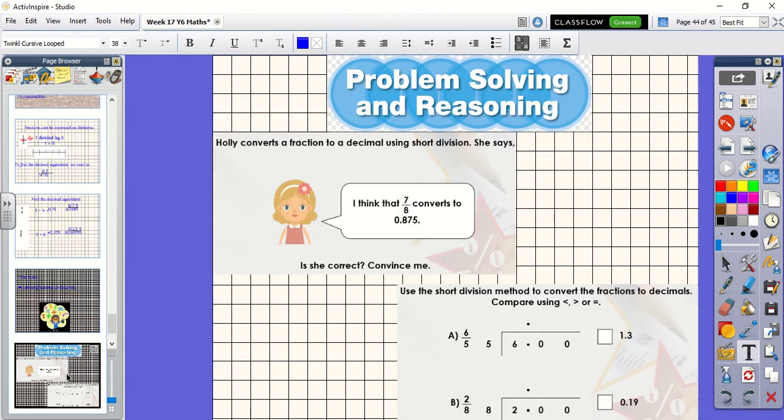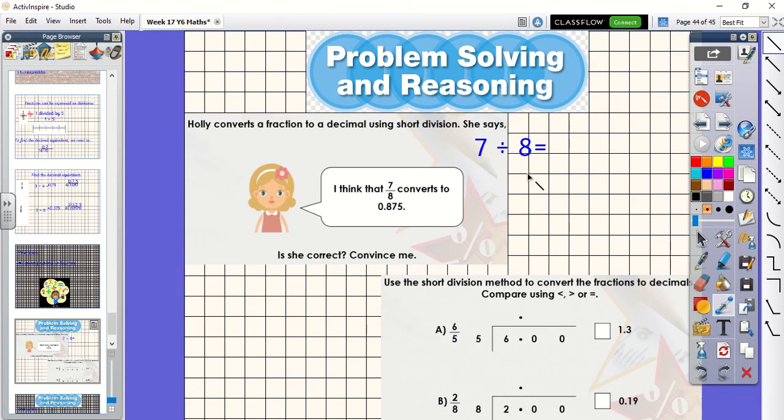Okay then, so problem solving and reasoning today we have got Holly converts a fraction to a decimal using short division. She says, I think that 7/8 converts to 0.875. Is she correct? Convince me. So we need to work out, we need to do 7 divided by 8 using our bus stop method. Okay, so I would like you to have a go at that for me please.